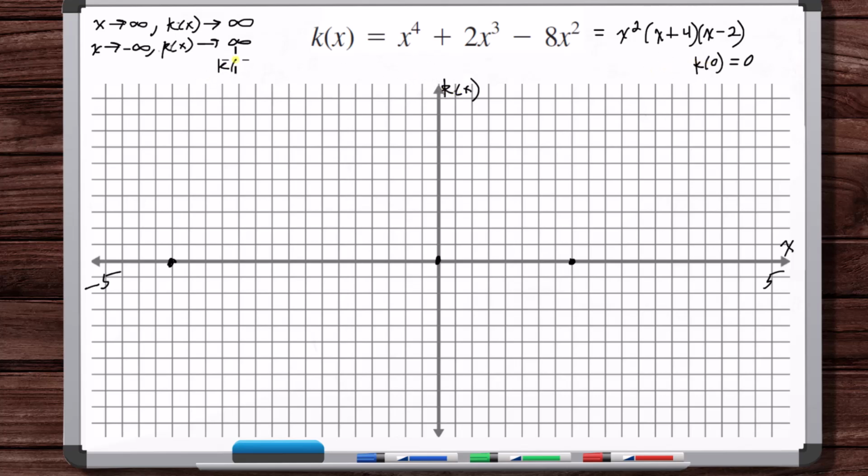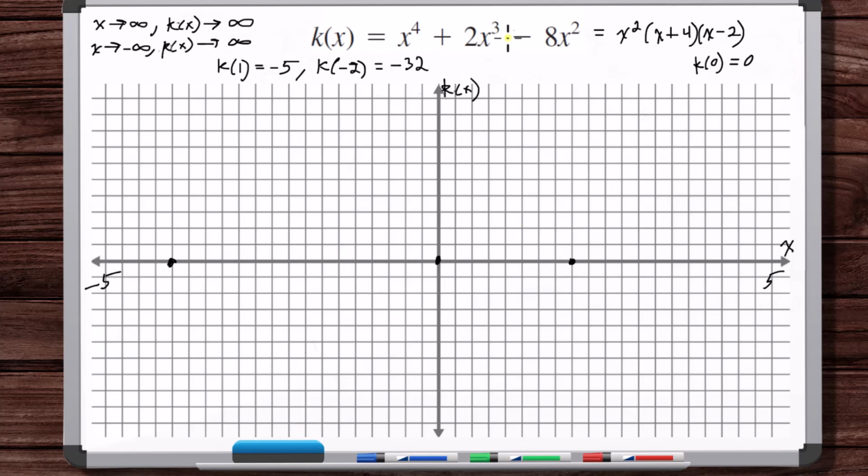Okay, so k of 1 is equal to 1 plus 2 minus 8. 3 minus 8 is minus 5. All right. Now let's do k of minus 2. So we can go halfway between these two. Minus 2 to the 4th is 16. Minus 2 cubed is minus 8, 8 times 2 is 16, so this would be minus 16. And then minus 2 squared is 4, 8 times 4 is 32, so minus 32. So that'll give us a sense for how far to dip down here.